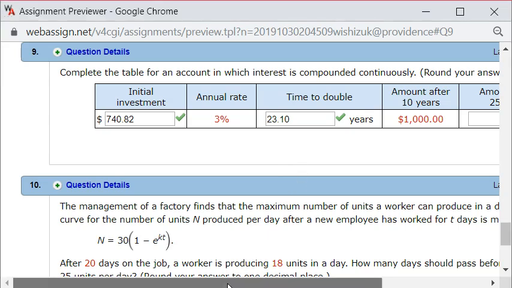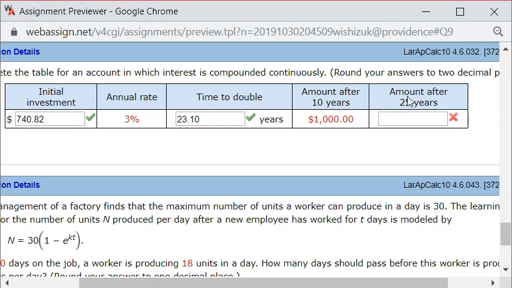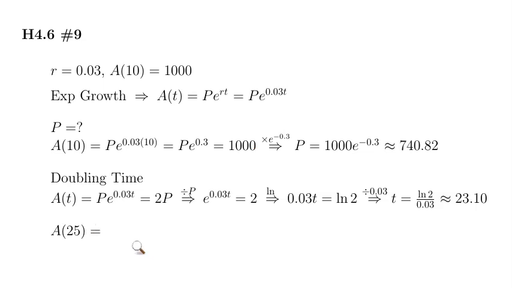All right, and the last part is pretty easy. We want to find the amount after 25 years, so we are looking for A of 25. Since P is 740.82, R is 0.03, and t is 25, we plug them all in. So this is the P value, 0.03 is the R value, and the t value is 25. If you put that in a calculator, it comes out to be 1,568.32. So let's type it in.